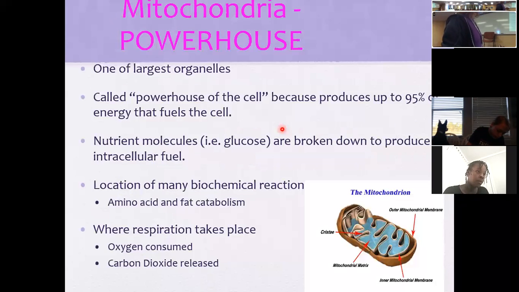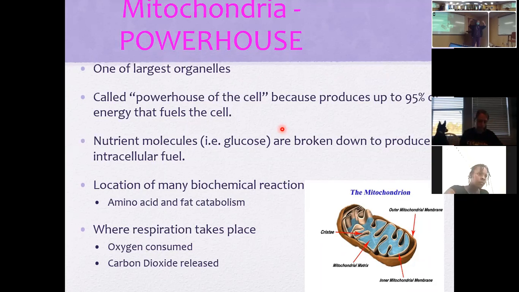Then we started talking about our organelles. Organelle, by definition, means little organ. The first one we started discussing yesterday was our mitochondria, the powerhouse of the cell, right?